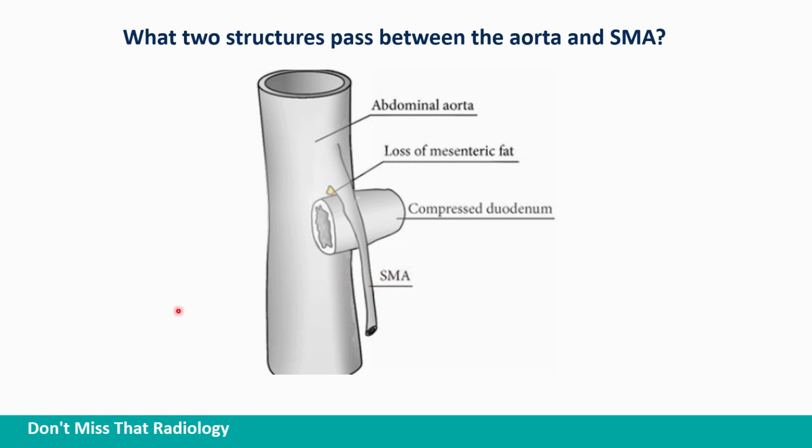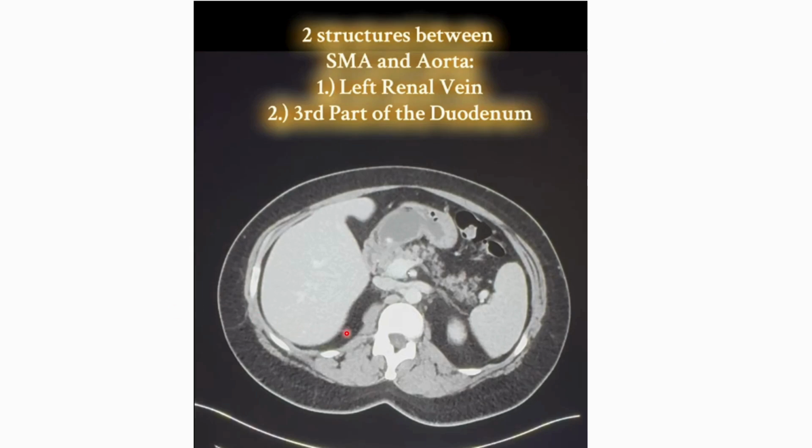And where's it going to empty into? Well, we're going to have big blue here to the right of midline. So here's a nice depiction, and here's the answer: the two structures between the SMA are the aorta, left renal vein, and third part of the duodenum. So let's go through the anatomy here.